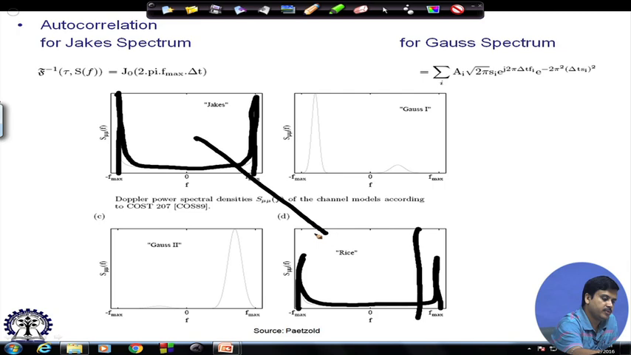These pictures I have actually taken from the book by Matthias Patzold, which is on mobile fading channels. That is also a very famous book. It is a very detailed book. So if you are interested in studying more about channel model effects, the book by Professor Matthias Patzold, on mobile radio channels, is also very well recommended.